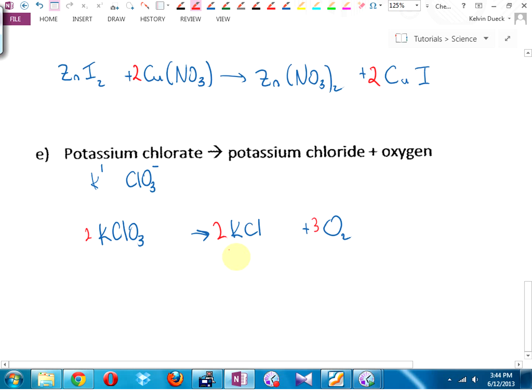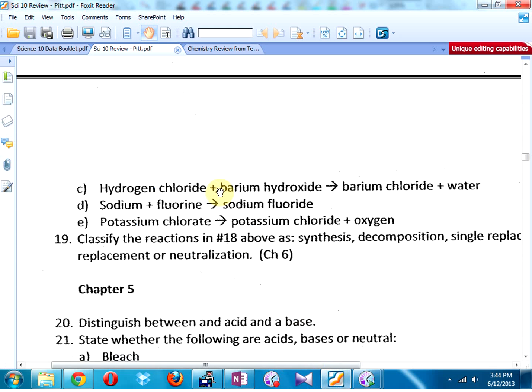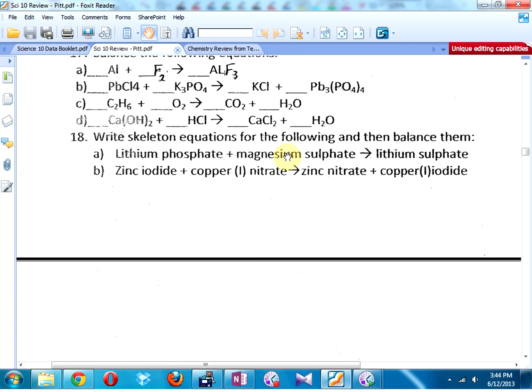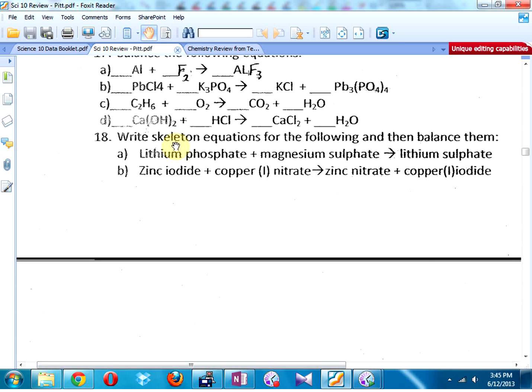Yeah? Cool. Now it says classify them as synthesis, decomposition, single replacement, double replacement, or neutralization. Synthesis is a tough word for me to say. She sells synthesis by the seashore. So this first one is a wonky one, because I got phosphate and I got magnesium. You know what? I think something got chopped off there. That doesn't work. Do you see magnesium here? Do you see it on the right-hand side? And sulfate doesn't have magnesium, so that one is wonky.